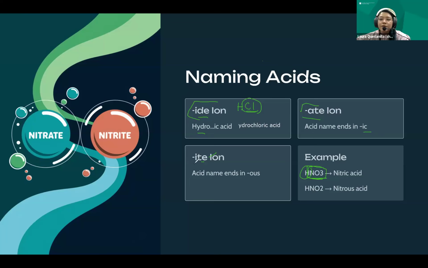And then the third rule is if it's an ITE ion, so NO2, that's called nitrite. And if it's a nitrite and it's an acid, it's going to have this ous ending. So it's going to be nitrous acid. So those are your 3 options when you're naming an acid. Each ending has a different rule. So I think you'll have to memorize those as well.